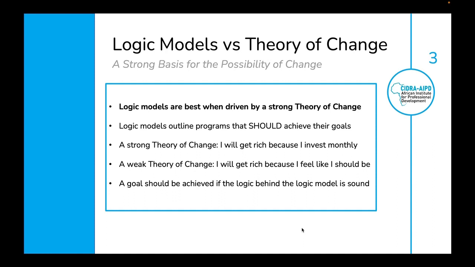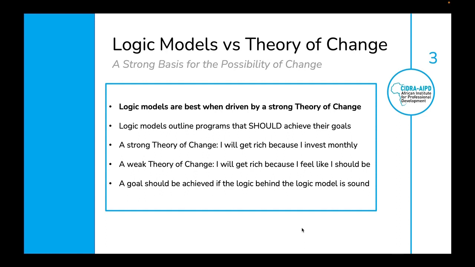An example of a strong theory of change: I will get rich because I invest monthly. You are controlling that variable. You have the power to put money in every single month. If you are, then perhaps you will get rich. A weak theory of change, in contrast, is I will get rich because I feel like I should be. You're not taking the actions needed to get to being rich.